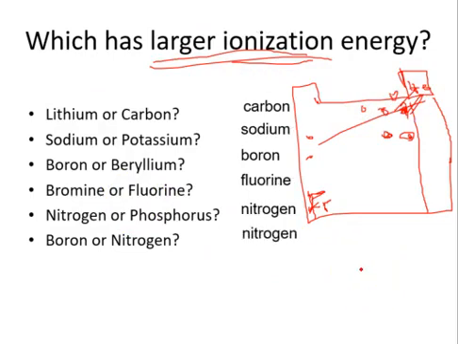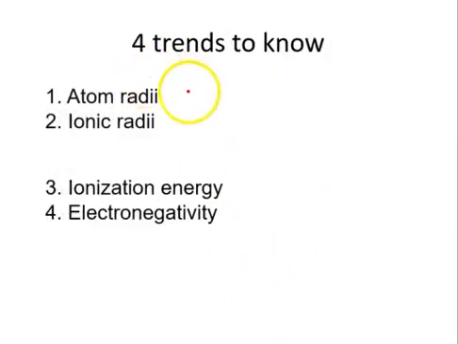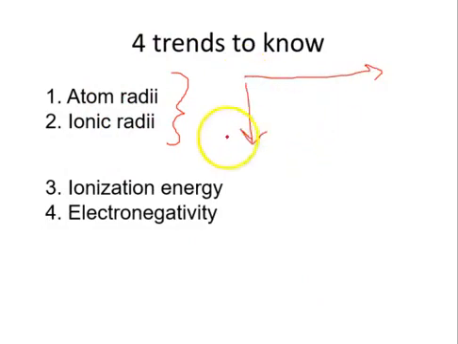So if you know which elements are your key elements in learning the trends, then you can figure out your trends easily. There are 4 trends to know. The first day we did atomic radius and ionic radius, and we said that it got smaller as we went to the right and larger as we went down, and we know that francium is the largest of your atoms, and so whoever is closest to francium is going to be the largest in size.